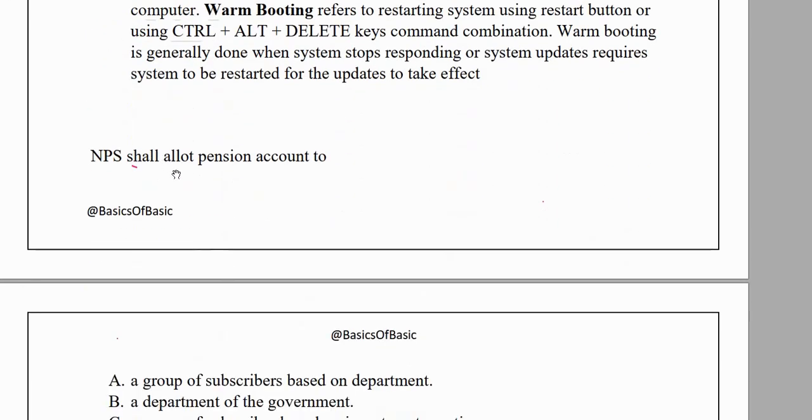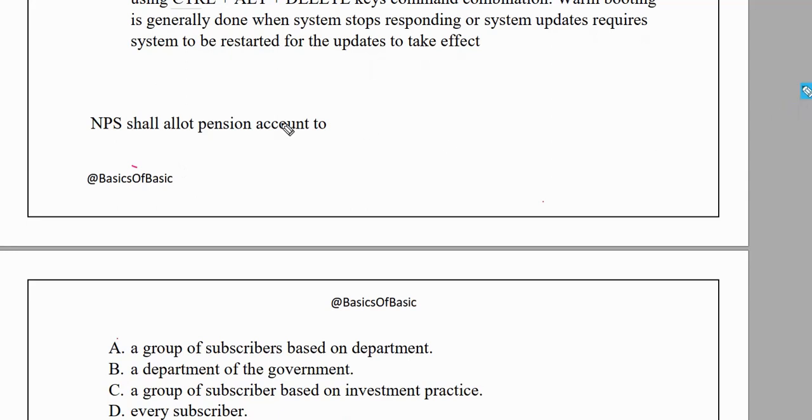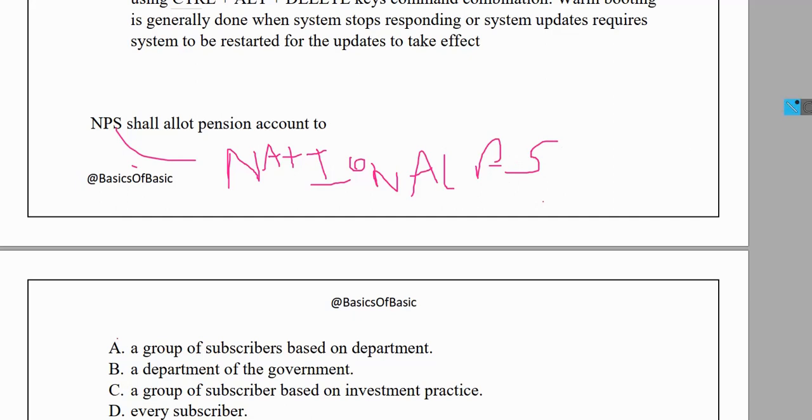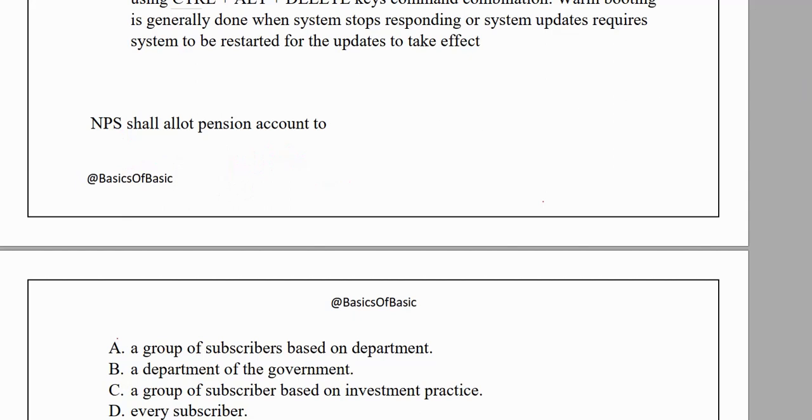Yeah, NPS shall allot pension account to... So NPS is nothing but the National Pension Scheme. This was the scheme started almost 5 to 6 years back, replacing the pension for government officials. So NPS shall allot pension account to a group of subscribers based on the department of the government, a group of subscribers based on the investment practice, or every subscriber. The law mandates that for every subscriber, the NPS shall allot the pension account.